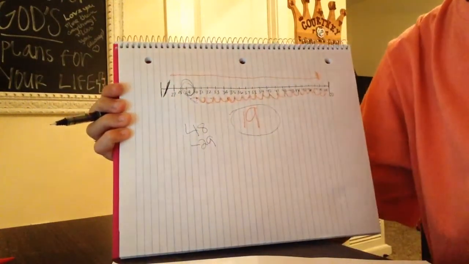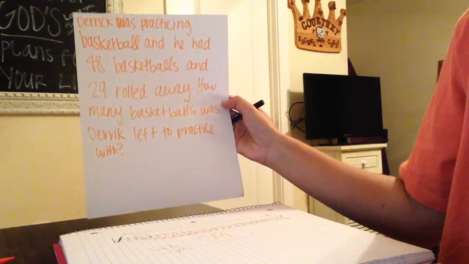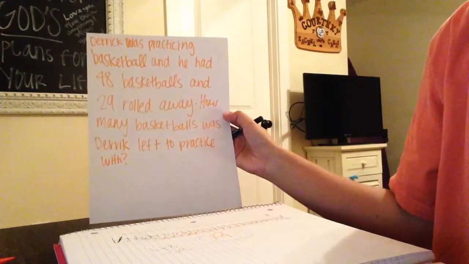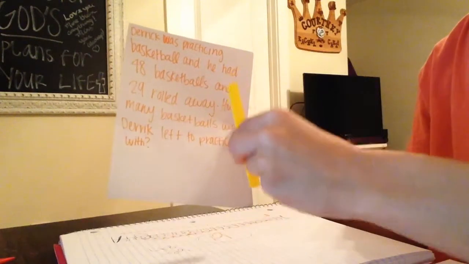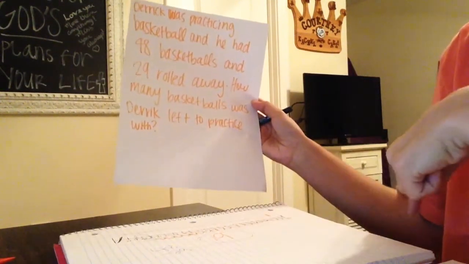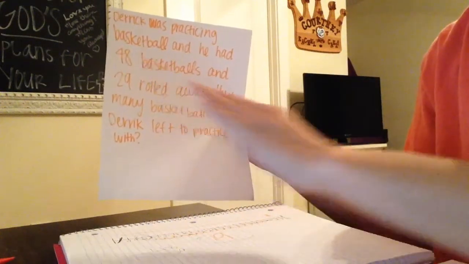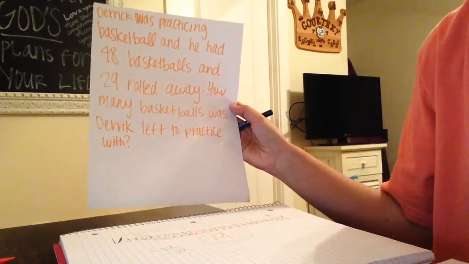So whenever we are asked the question, Derek was practicing basketball and he had 48 basketballs and 29 rolled away. How many basketballs was Derek left to practice with? I hope that you go back and you do the set model with the base 10 blocks and you regroup, or you can also use the linear model with the number line and move back to the left to figure out the answer, and the answer is Derek had 19 basketballs left.